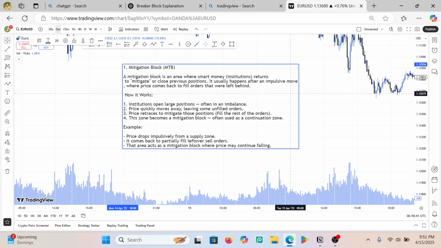So, what's a mitigation block? You're supposed to write this. Make sure that you have written this down in your notebook so that you can refer to it later. So, what's a mitigation block?